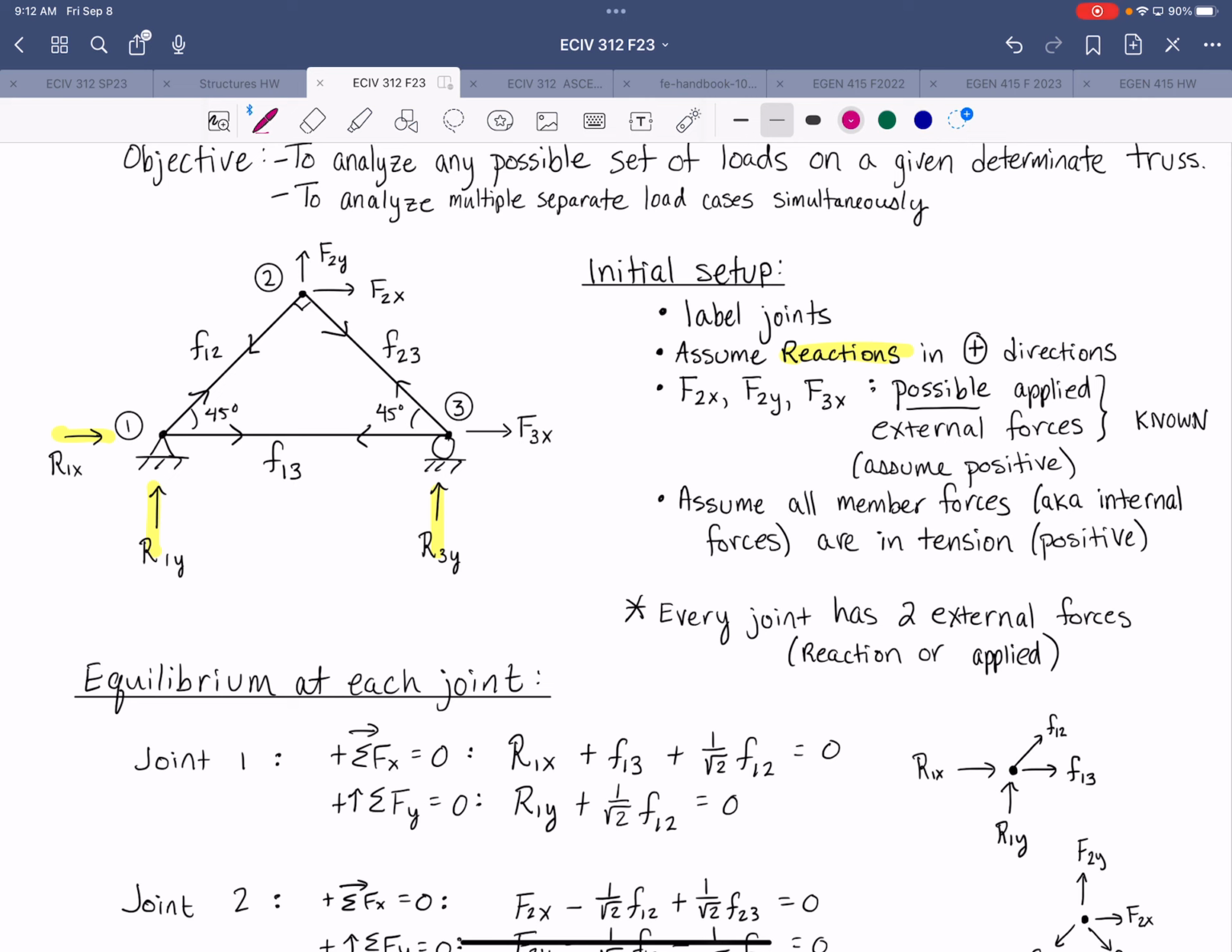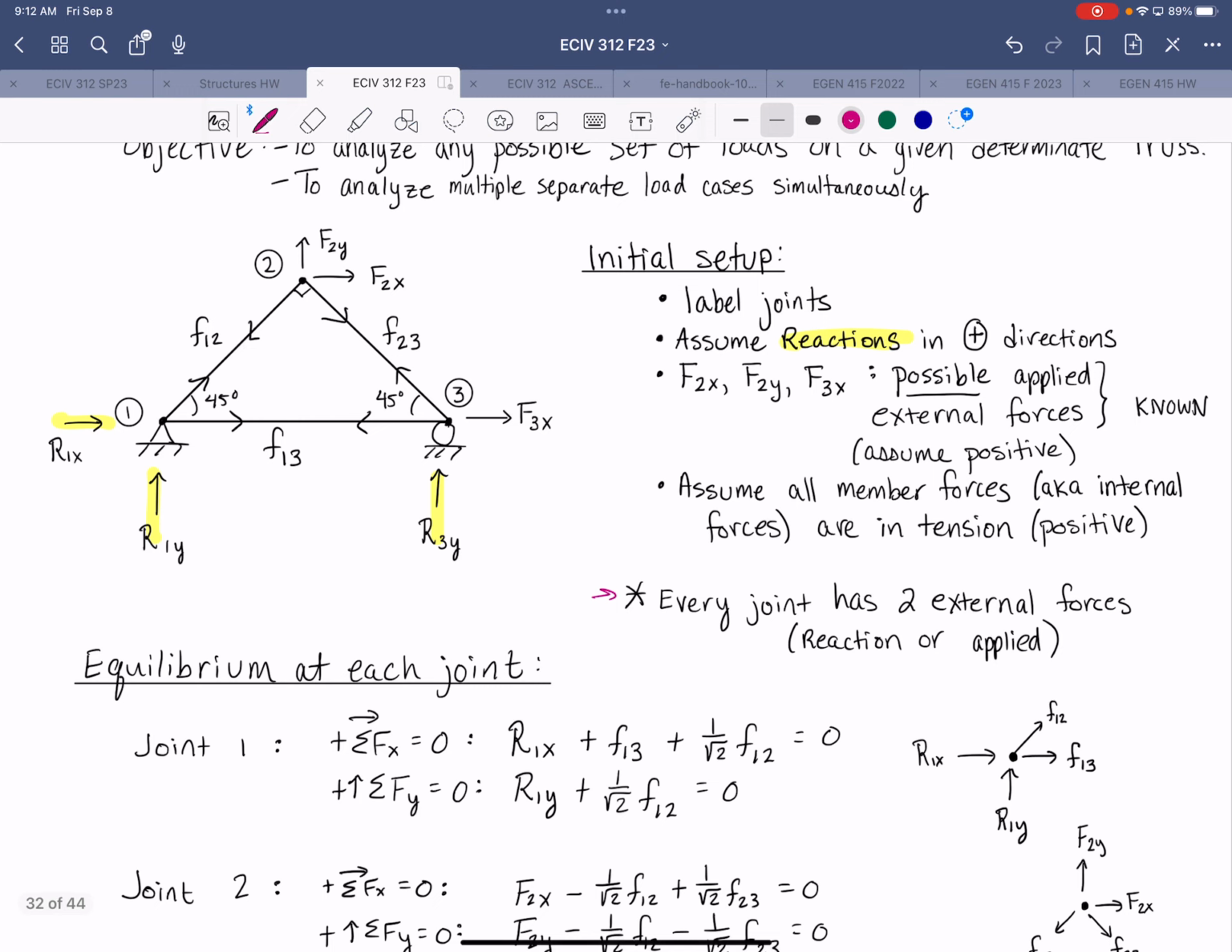And then at every joint, all right, every joint will have two external forces associated with it. So that's this point down here, all right? So the two external forces at each joint, one will be in the x direction and one will be in the y direction. And each of those forces will either be a reaction or an applied force. All right, so you know where the reactions are, that's determined by the supports. So wherever there's not a reaction, there's going to be an applied force or a possible applied force. All right, so that's your F2x, F2y, and F3x in this case.